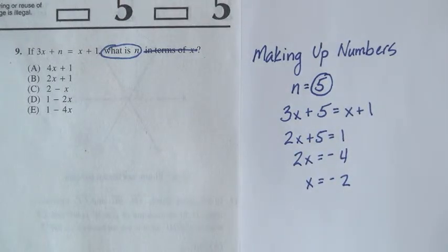Of course, none of the answer choices say 5, they all have x's in them. But we also know that x is equal to negative 2. So in order to find the correct answer, we're going to plug in negative 2 for x and see which of the answer choices equals 5.